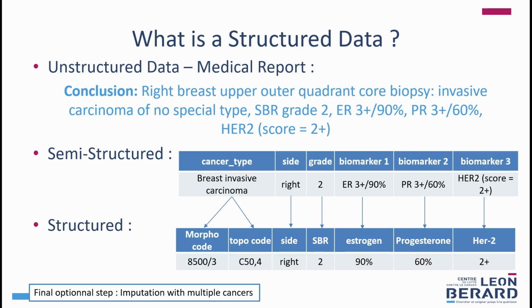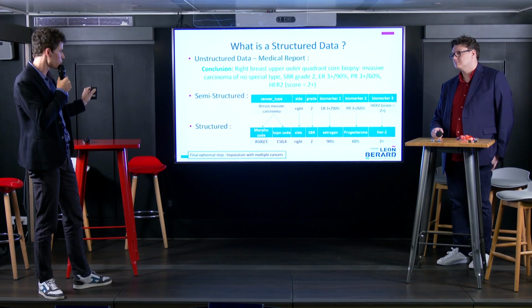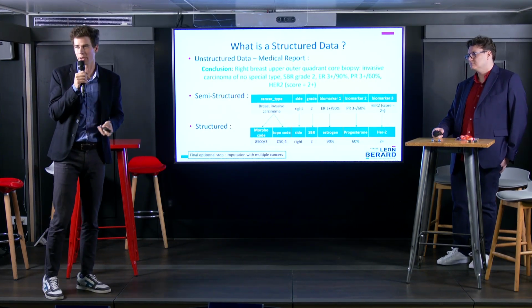And then the second step is to structure it. So you are normalizing it on international referentials. So for example, you move from cancer type breast invasive carcinoma to a localization code, C50.4, and a morphological code, which is there. So there you have structured data, but there is one final step that is the hardest one.